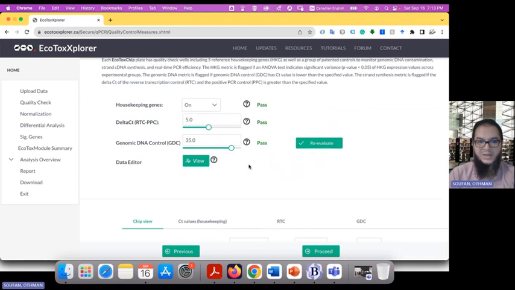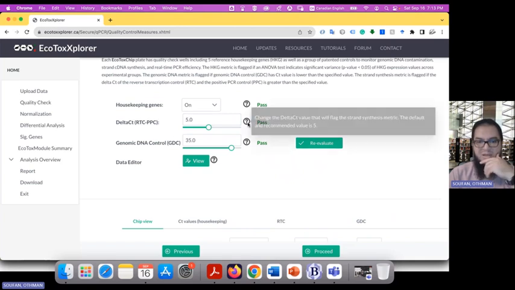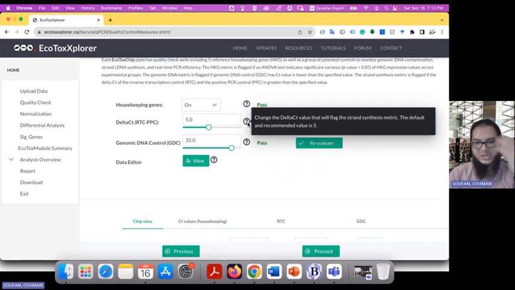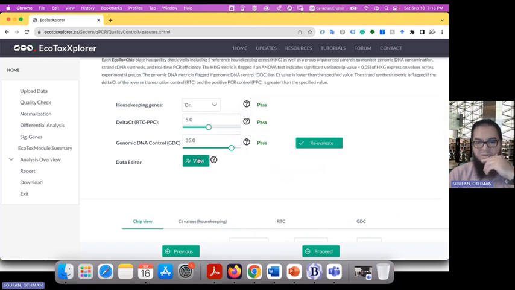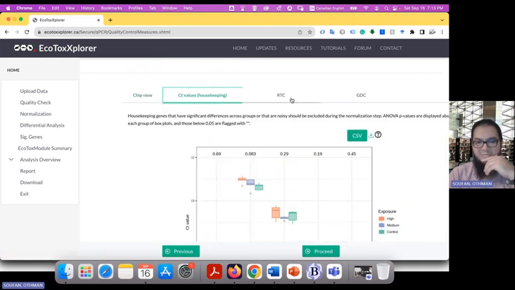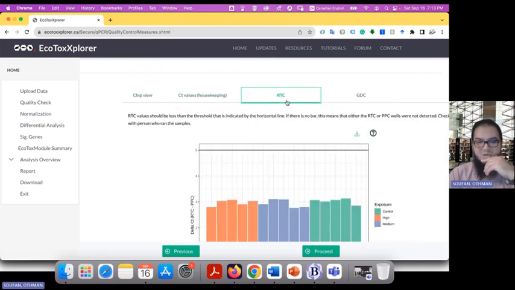If we go up, you can see we have some housekeeping genes. There's delta C, RTC, PPC values. So we're trying to take the RTC values and PPC values, subtract that from RTC values. So again, these are different ways to try to measure and see if there's any issues in terms of the quality. So anyway, I'm just going to invite you to try to look into this and experiment with it.